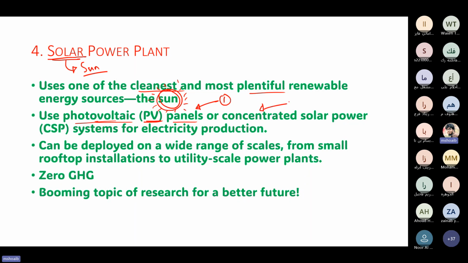The second way is that we can use a concentrated solar power system. This concentrated solar power system is a little different. I will talk about that in the coming slide. A very important and good use of this type of power plant is that you can use it in a wide range of scale. It doesn't matter what amount of electrical energy you want to generate. Maybe you can install it on your rooftop, or maybe you can use it in power plants also. So in low scale or high scale, in any scale, you can generate electrical energy.